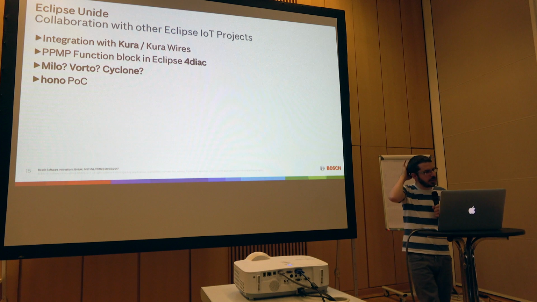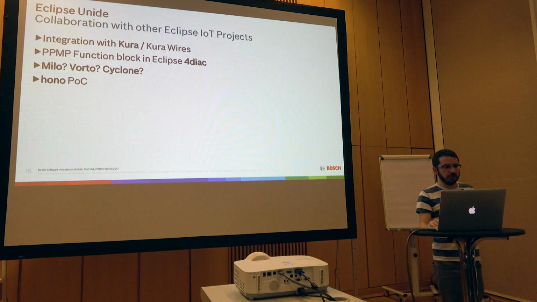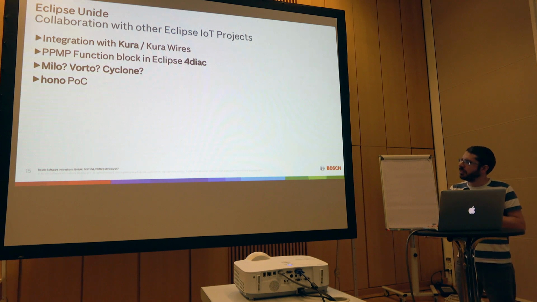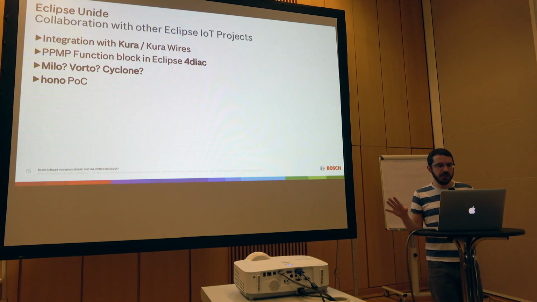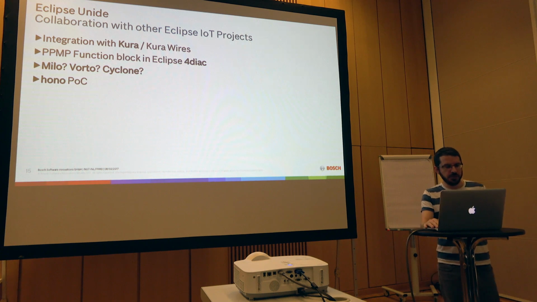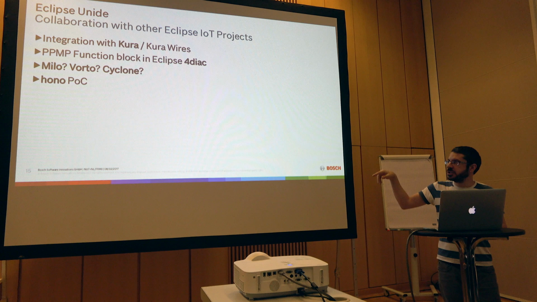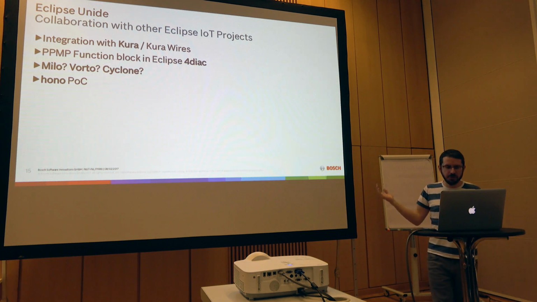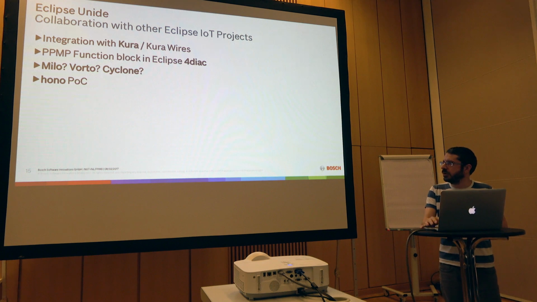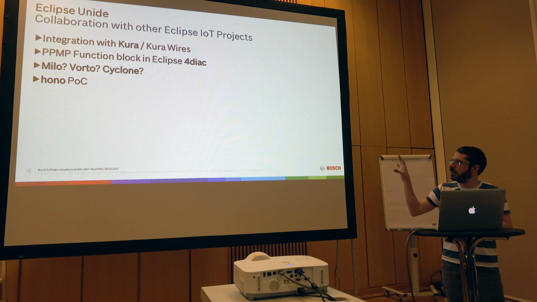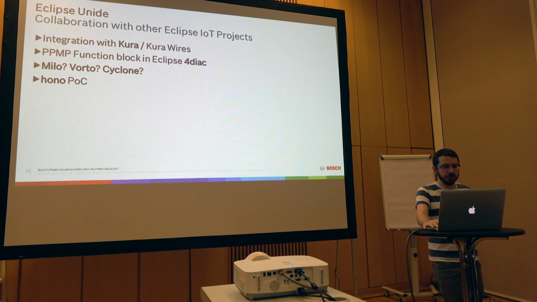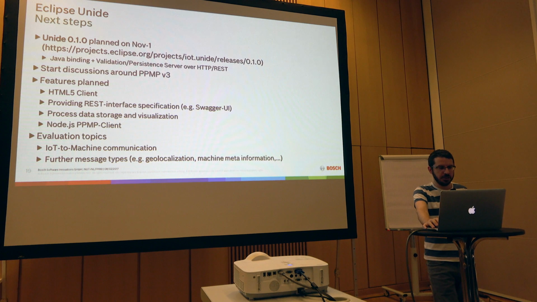Collaboration with other Eclipse IoT projects: there's the ongoing integration effort with Eclipse Kura and Kura Wires. Like Monica said, one thing in the works is integrating PPMP as a function block within 4diac, so that anyone can take data out of their PLCs and turn it into PPMP messages. This is a slide that I created, so Axel might not necessarily agree, but I would like to see more integration with Milo and Cyclone as OPC UA and DDS implementations. Some work around Paho integration would be interesting, and the slide that Kai Hudalla had about offloading data and taking data out of Hono into a PPMP backend would be interesting to see.